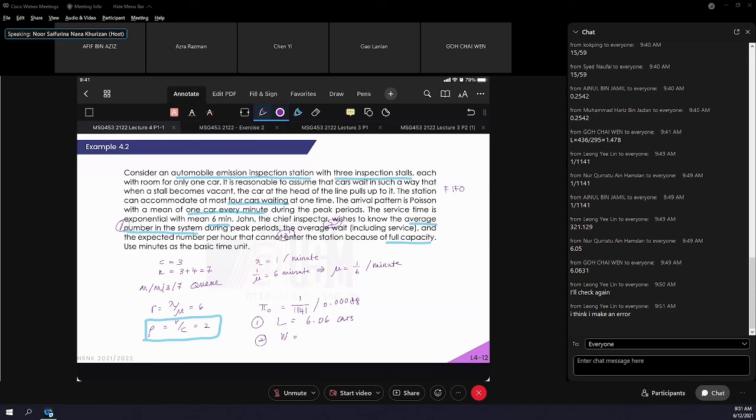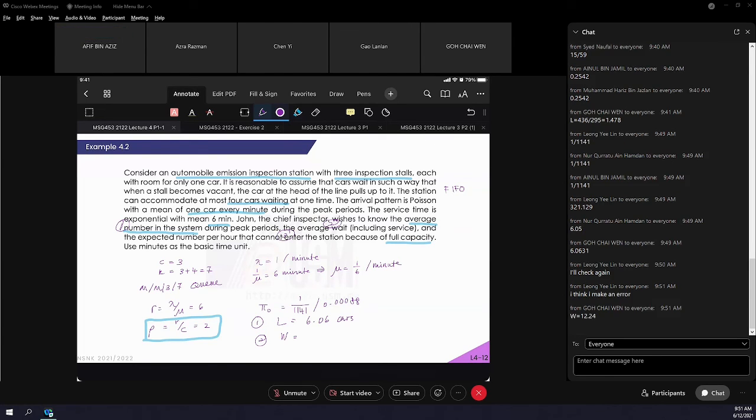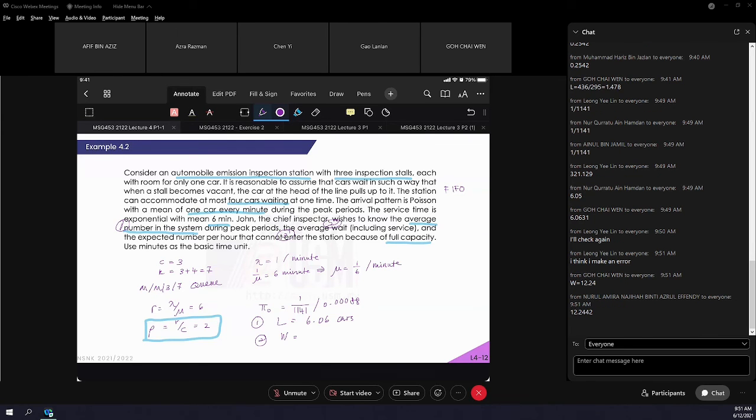And then for question 2, we want to find our W. What is the value for our W? You should get 12.24 minutes. So it's in minutes. 12.24 or 12.23, something like that. Amira also said 12.24. Good job on that.